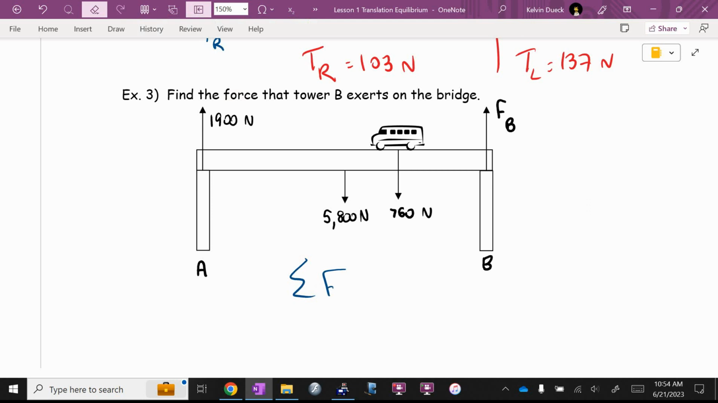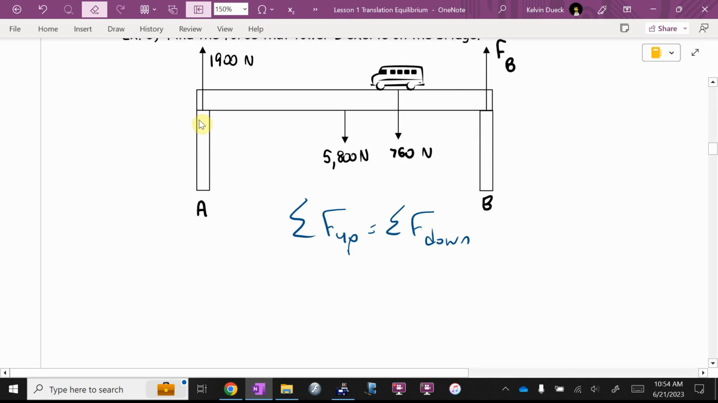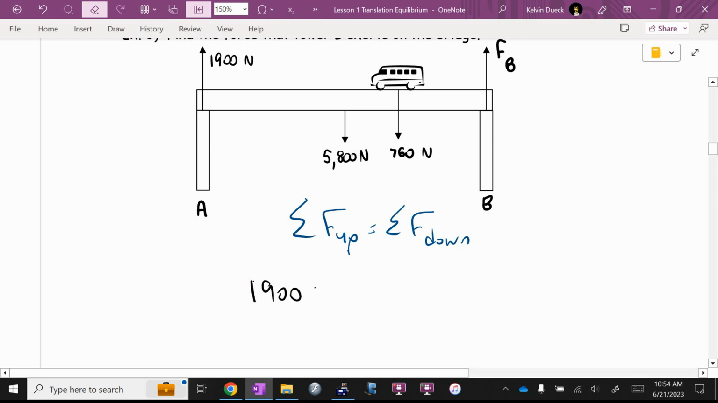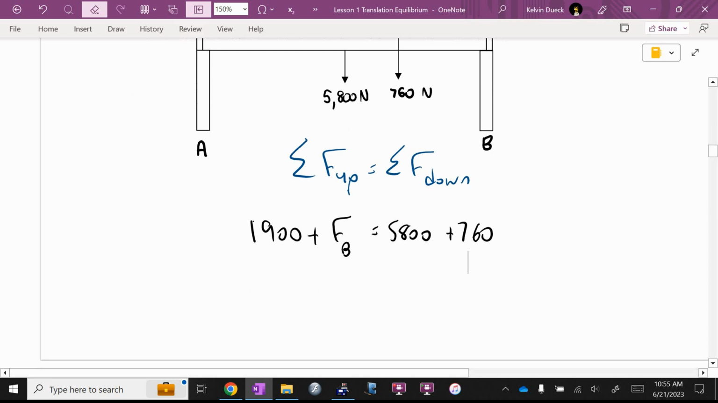We can say the sum of all the forces up have to equal the sum of all the forces down. Eliana, what are the forces up? There's two of them. 1,900 and which one? FB. Yes? What are the forces down? Also two of them. Get the FB by itself, minus 1,900 from both sides. A little nicer than what we just did. In fact, really, that's physics 11 in my mind.